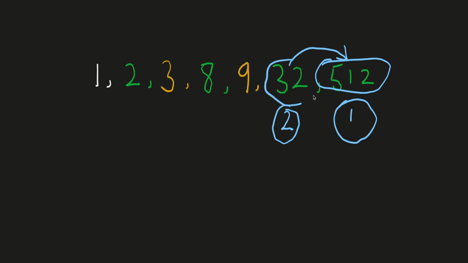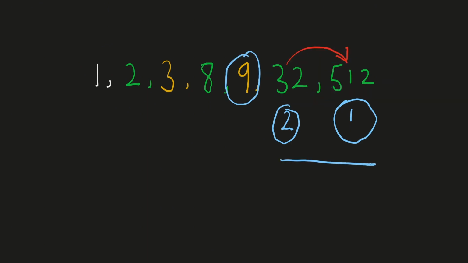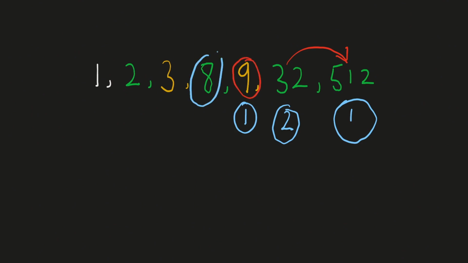Now when we consider 9, we see that it cannot divide any of the larger elements. So the length of the chain starting at 9 will be 1, and the chain will start and end at itself. Similarly, when we consider 8, we see that it can divide both 32 and 512. But since joining this with 32 will result in a larger chain, we'll use this, and the length of the chain starting from 8 will be 3.